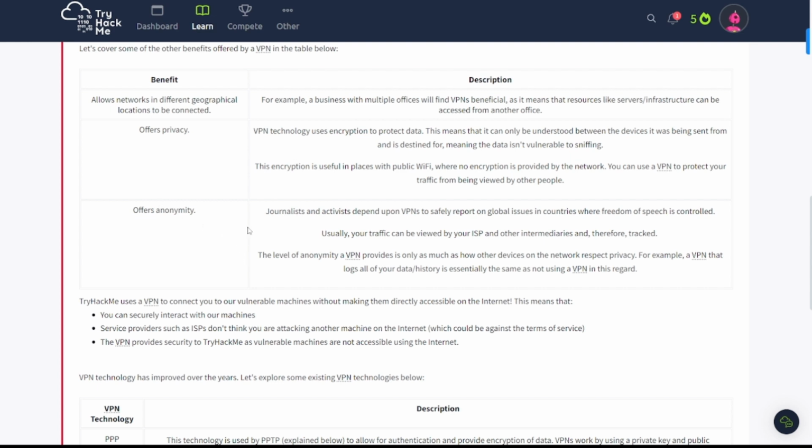Offers anonymous activity here. It says journalists and activists depend upon VPNs to safely report on global issues in countries where freedom of speech is controlled. Usually, your traffic can be viewed by your ISP and other intermediaries and therefore tracked.